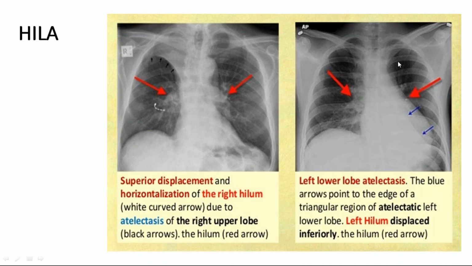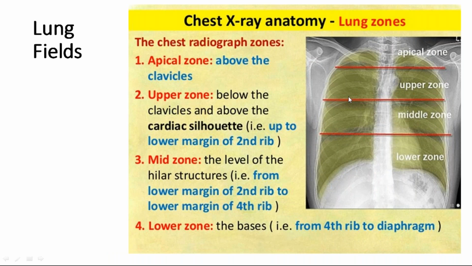So either something is pushing from above or pulling down. You have to see where the pathology is. So this is how the hilum's position matters. Now coming to the lung fields, when you are examining lung fields, we decide the apical lesions, upper zones between the apex and this area, mid zones and lower zones. We divide it like this.